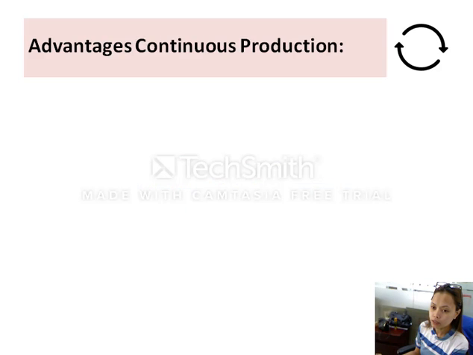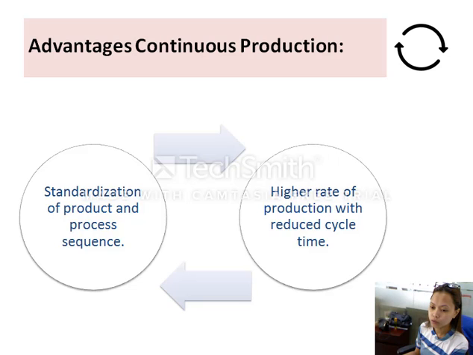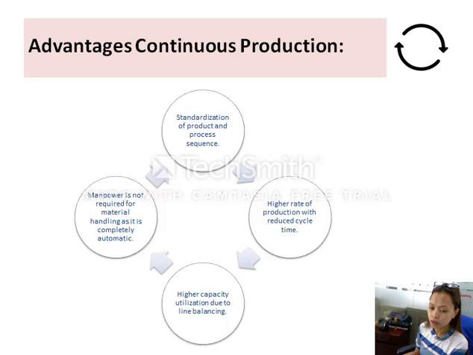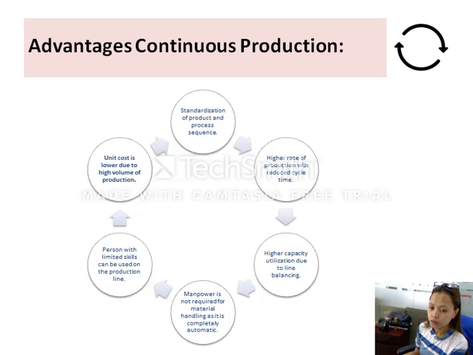Advantages of continuous production. Standardization of product and process sequence. Higher rate of production would reduce cycle time. Higher capacity utilization due to line balancing. Manpower is not required for material handling as it is completely automatic. Persons with limited skills can be used on the production line. Unit cost is lower due to high volume of production.